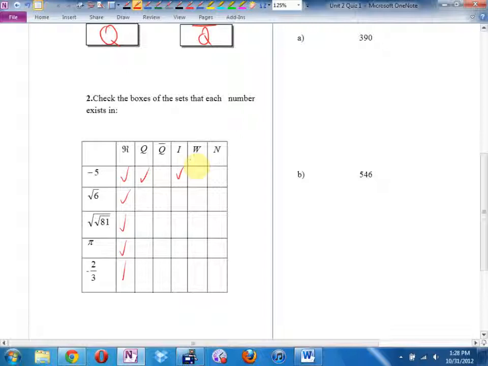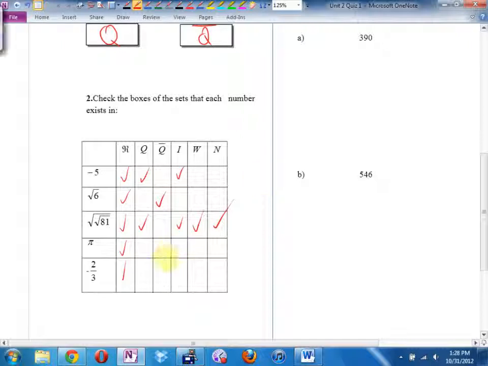Root 6 is irrational. So half mark for checking the real, half mark for checking the irrational. The square root of the square root of 81. What's the square root of 81? What's the square root of that? 3? You know what? I can do that in my head. This is actually a 3, which means it's rational, it's an integer, it's whole, and it's a natural. Half mark off for each one of those that you're missing, or each one that you checked that you shouldn't have.